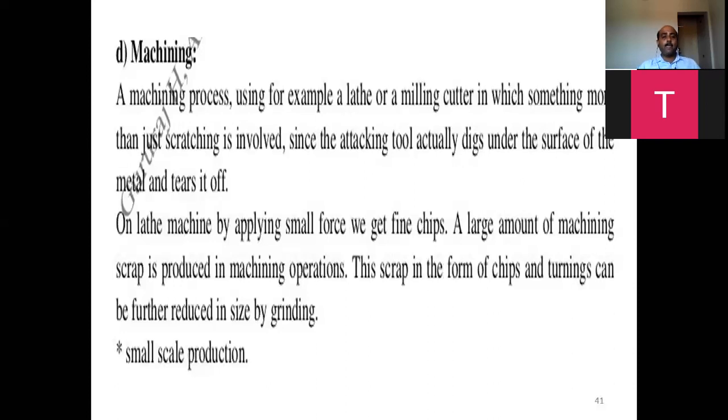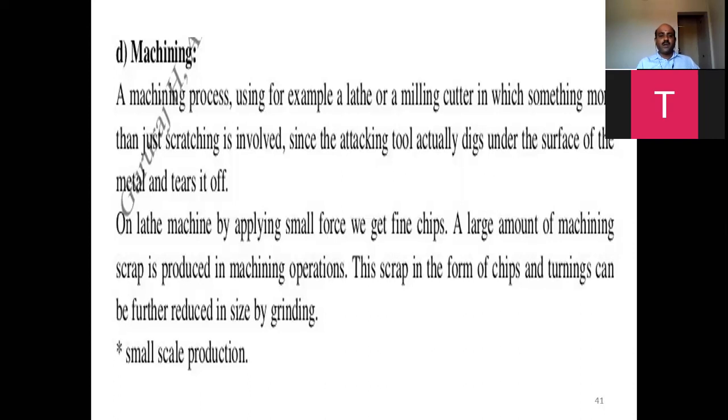Next comes machining. A machining process using, for example, a lathe or a milling cutter, in which something more than just scratching is involved, since the cutting tool actually digs under the surface of the metal and tears it up. On a lathe machine, by applying a small force, we get fine chips. A large amount of machining scrap is produced in machining operations. This scrap in the form of chips and turnings can be further reduced in size. So this is a very simple technique. You might have done these things in your machine shop.